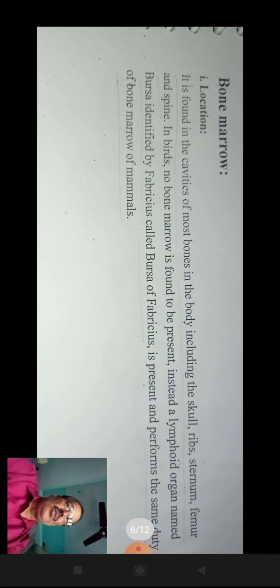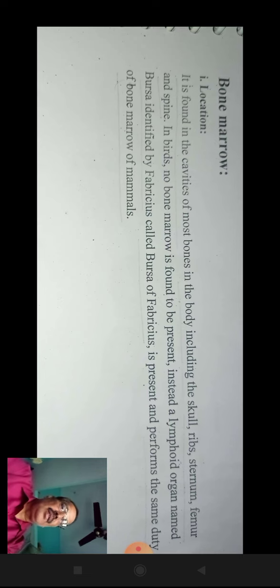Second one is the bone marrow. Bone marrow is also a primary lymphoid organ. The location of bone marrow: bone marrow is found in the cavities of most bones in the body, including the skull, ribs, sternum, femur, and spine. In birds, no bone marrow is found to be present.